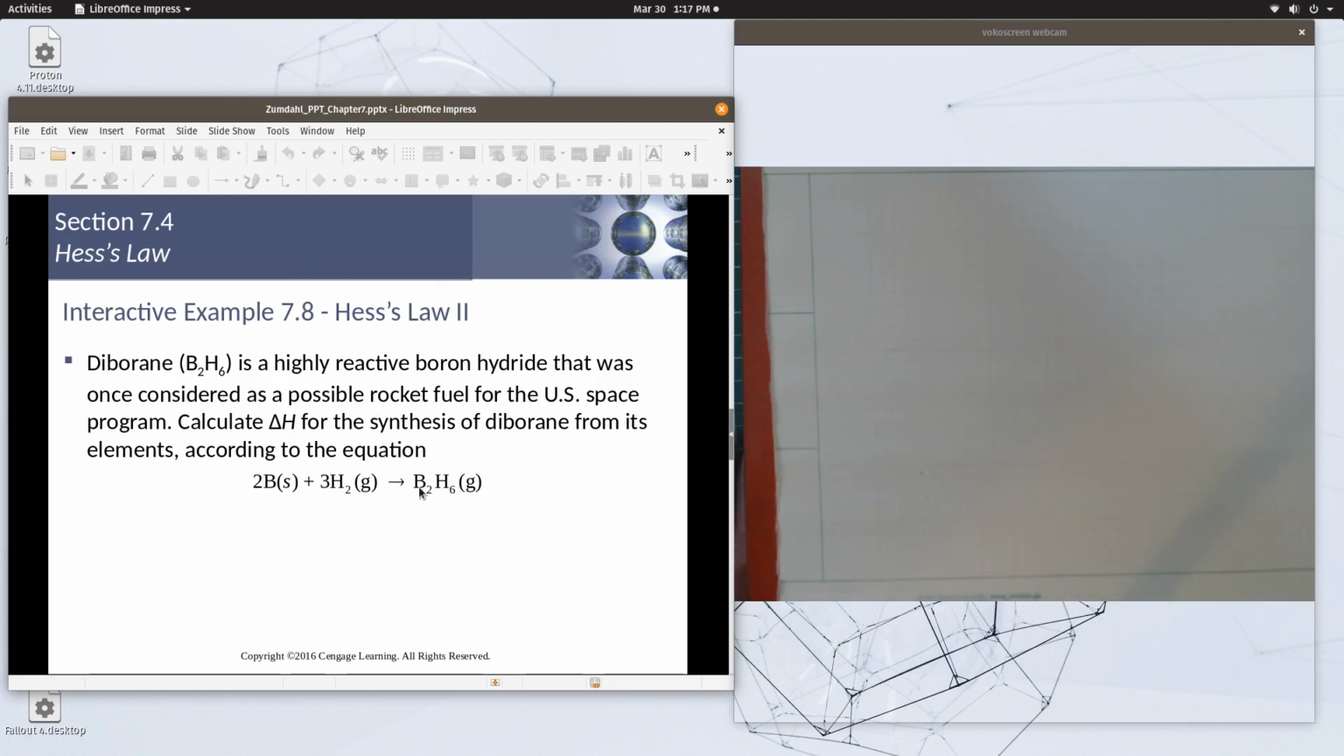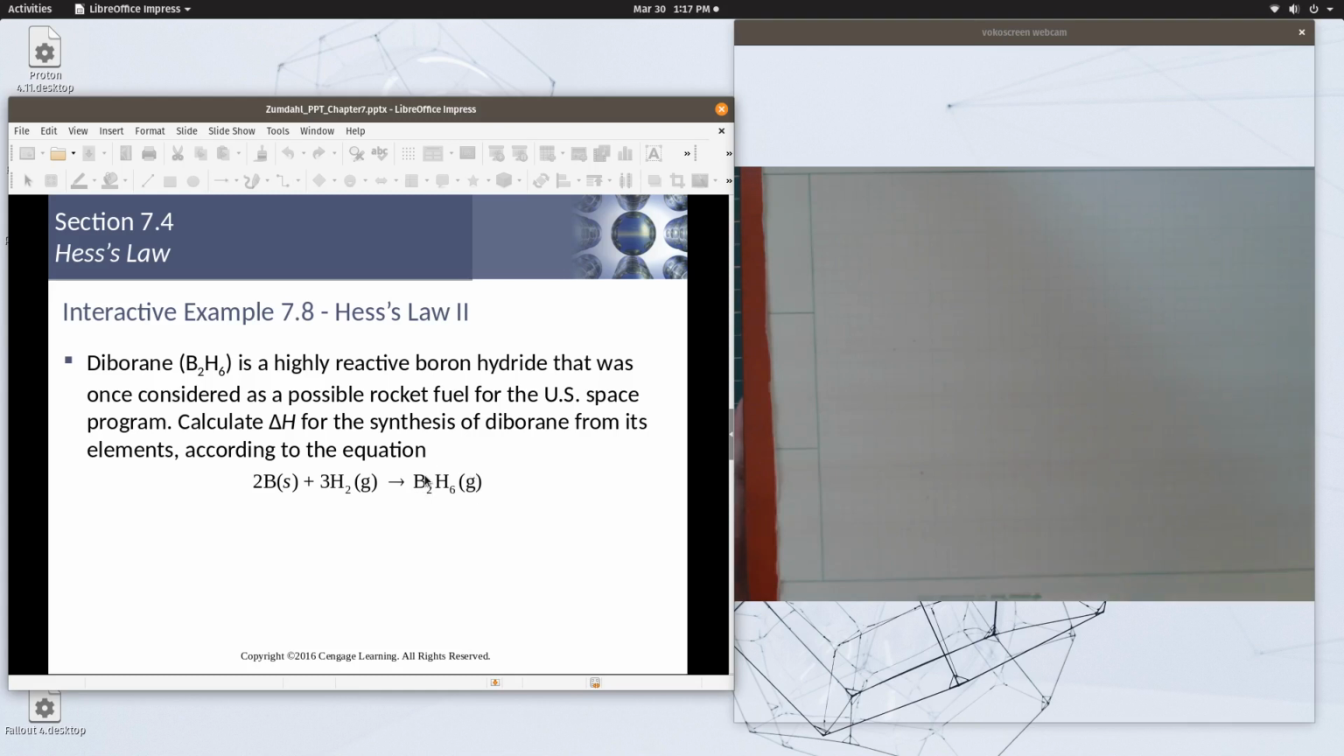It's almost easier just to follow along on the PowerPoint rather than my handwritten notes, because I'm simply going to write down again what's on the PowerPoint. So this is a possible rocket fuel. We would hope that the combustion of this liberates a lot of energy, and we're going to create it from its constituent components: boron, solid phase, and hydrogen in the gas phase, going directly to here. That's actually not the way you do this reaction, but let's just work out the thermodynamics.